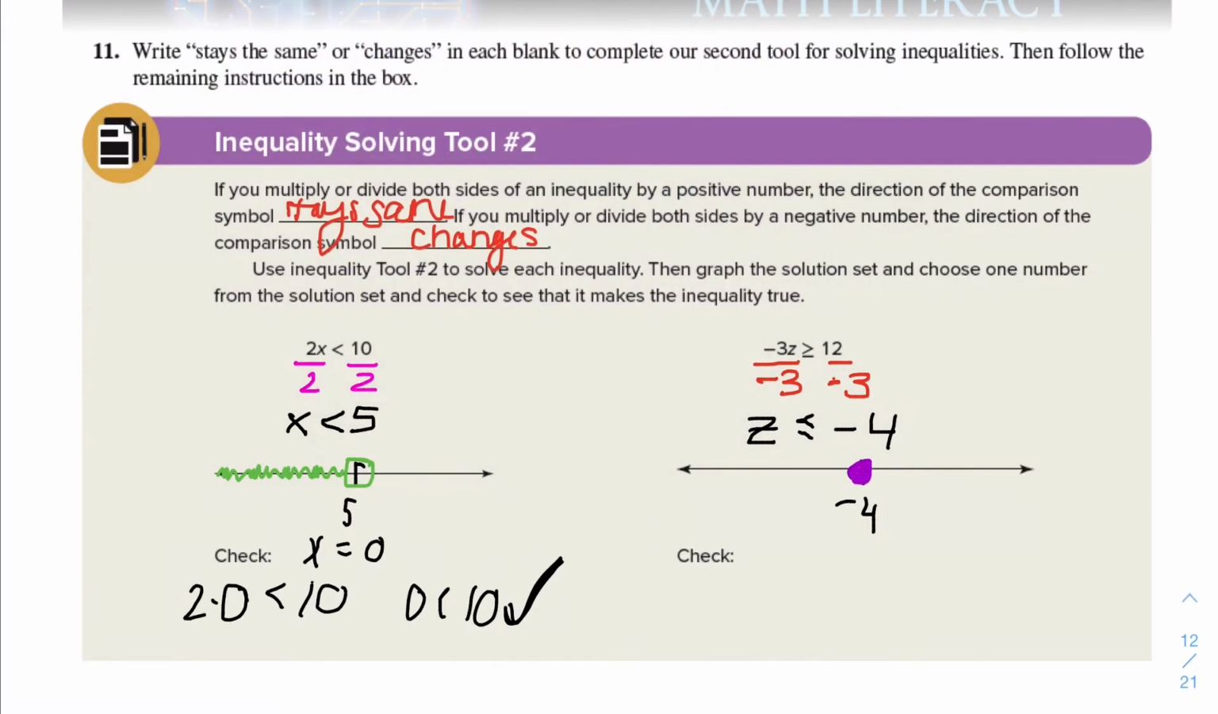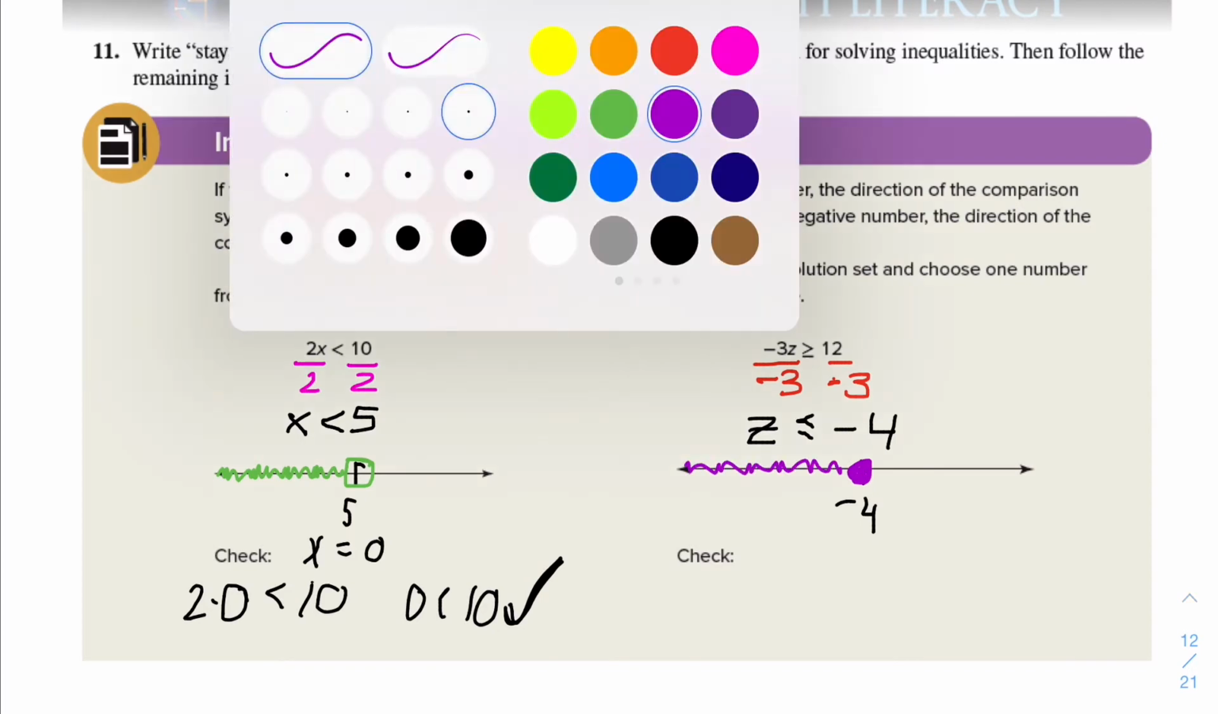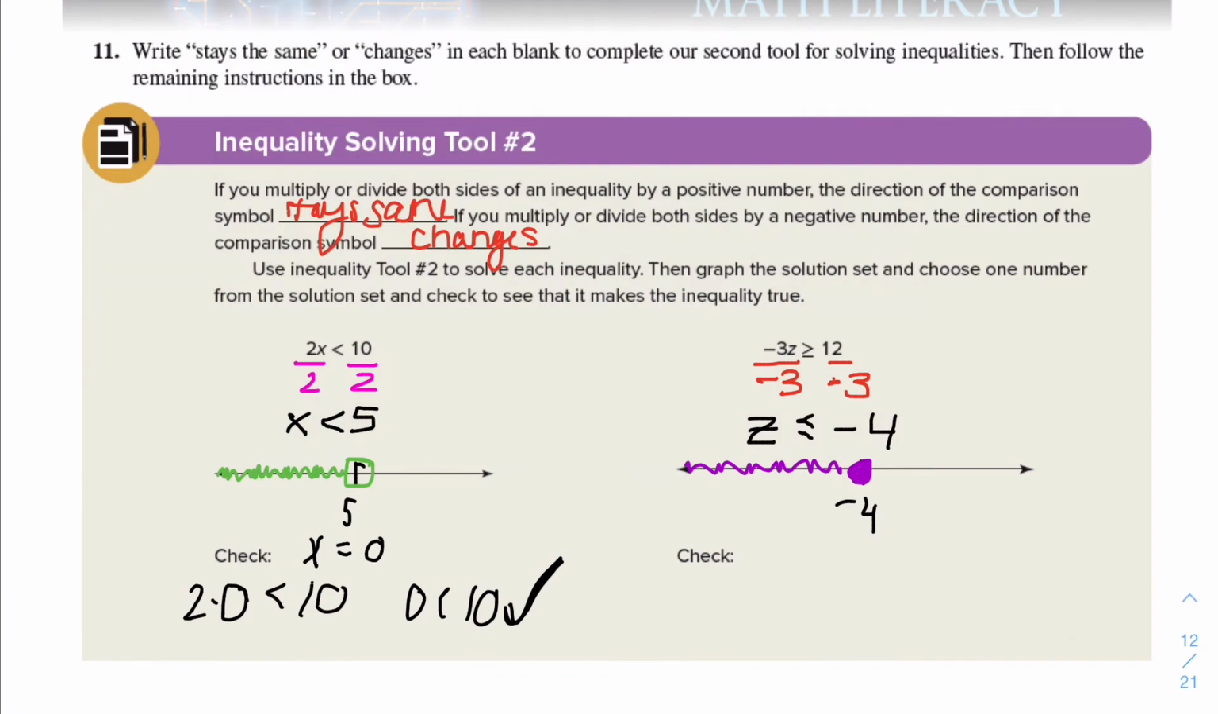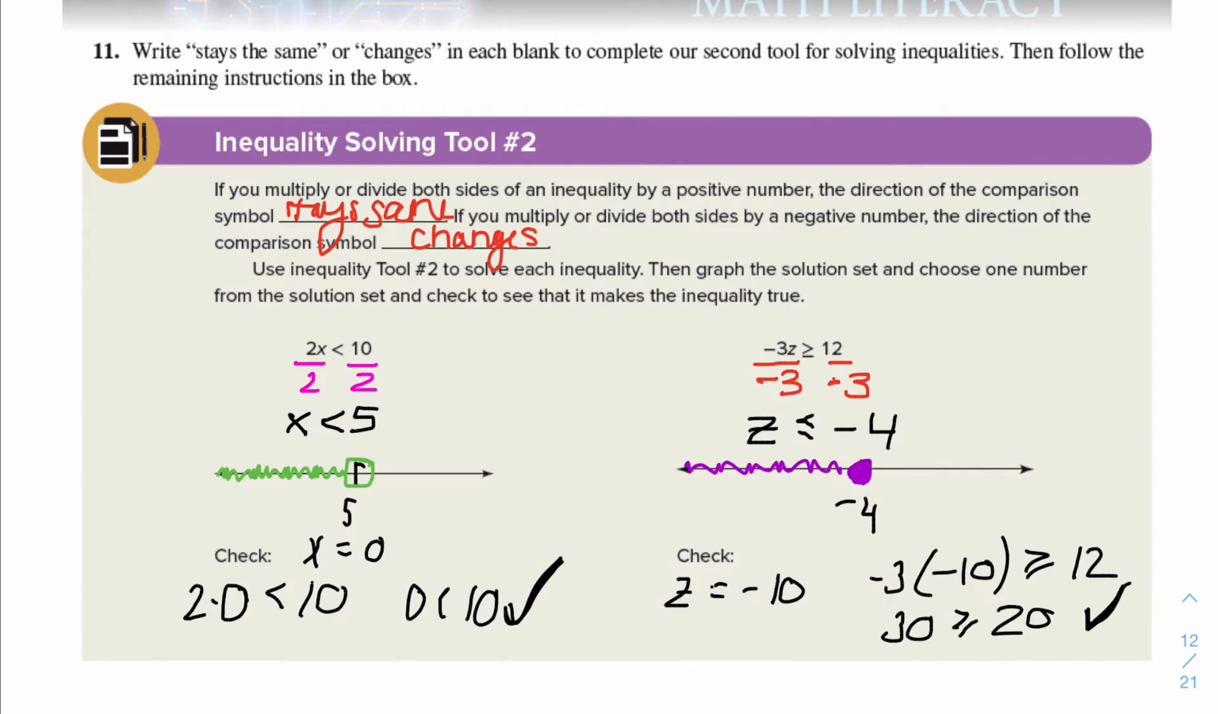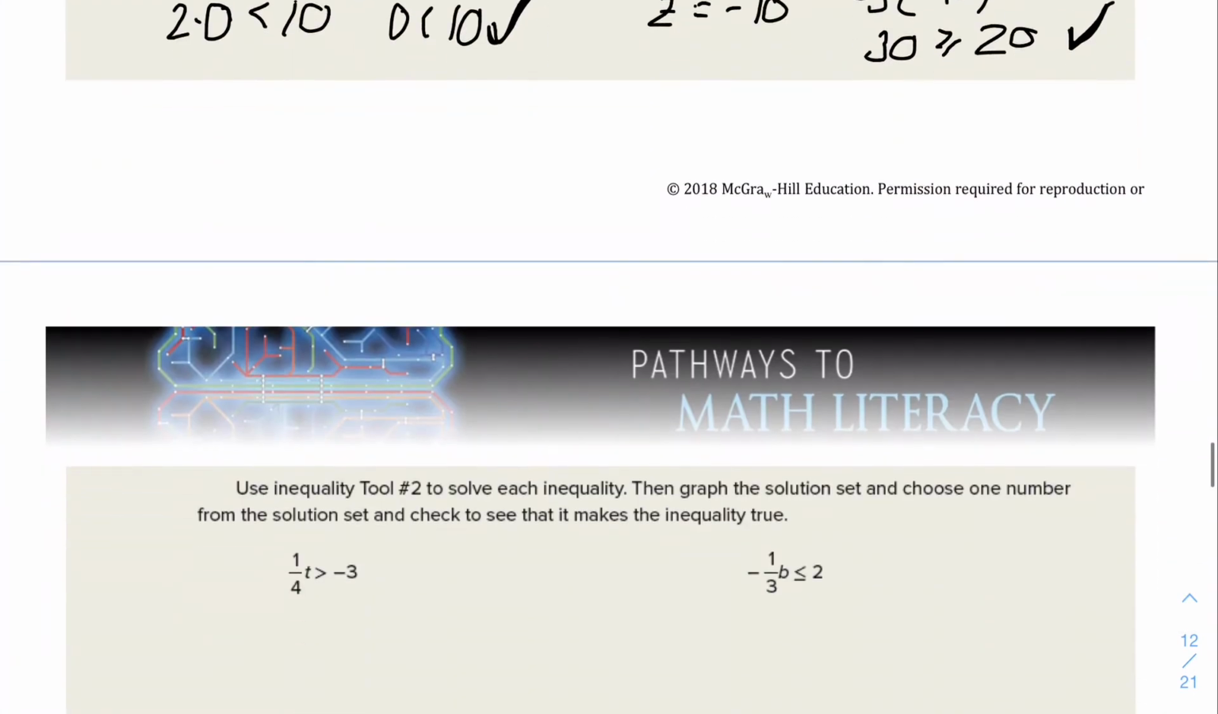We can pick anything over here. So if you want to check this solution, you want to pick a number that's less than -4. Let's make it something easy. -10 definitely falls in there. So you want -3 times -10 to be greater than or equal to 12. -3 times -10 is 30. 30 is definitely greater than or equal to 12. So we get a true statement.